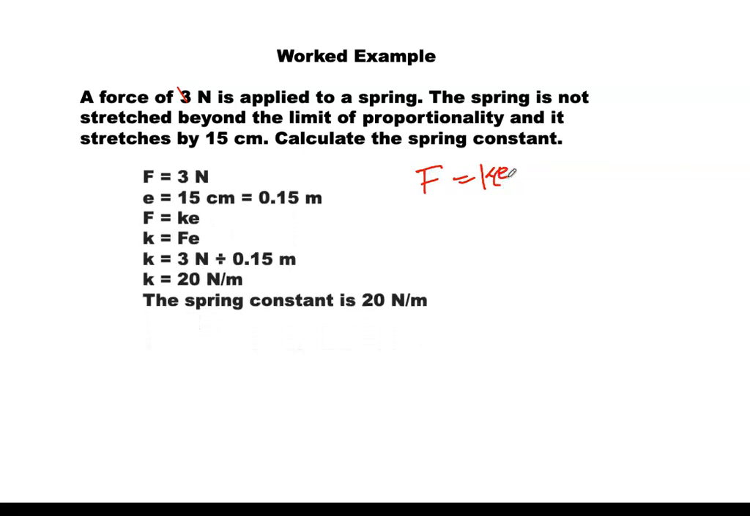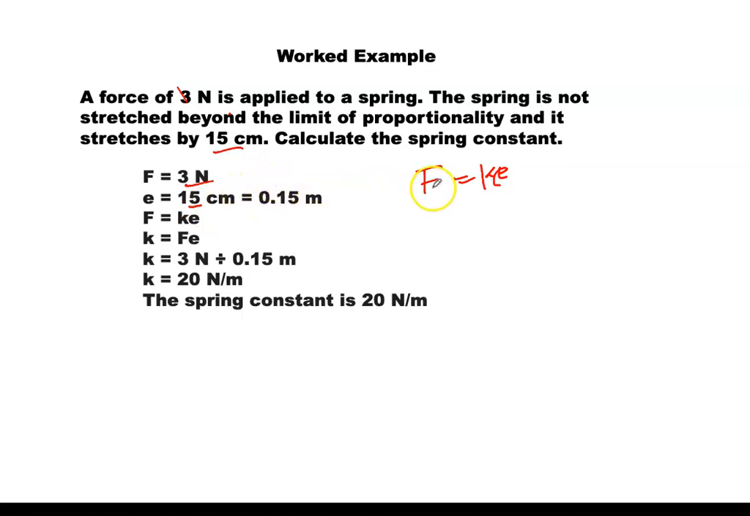All right. So the example we have here: a force of 3 newtons is applied to a spring. The spring is not stretched beyond the limit of proportionality and it stretches by 15 centimeters. Calculate the spring constant. So here we've been given the force as 3 newtons. We've been given the extension as 15 centimeters and we are required to calculate the spring constant, the K.